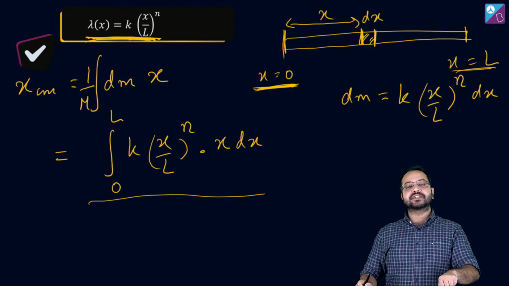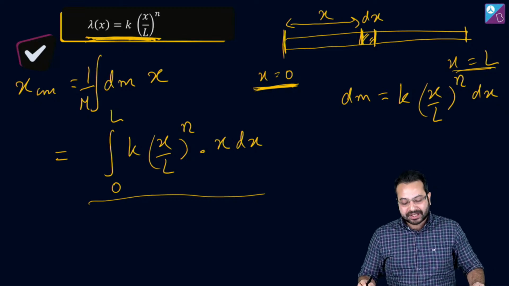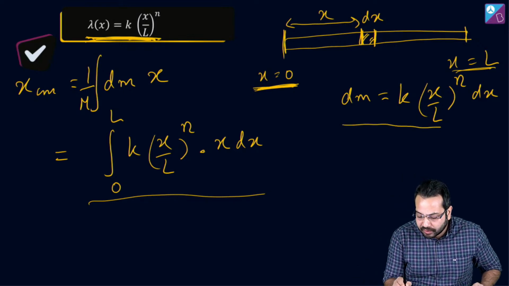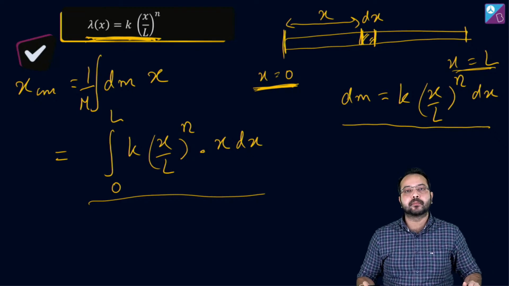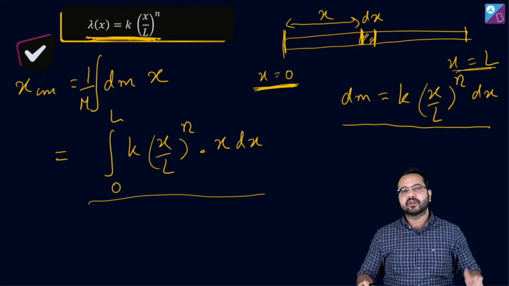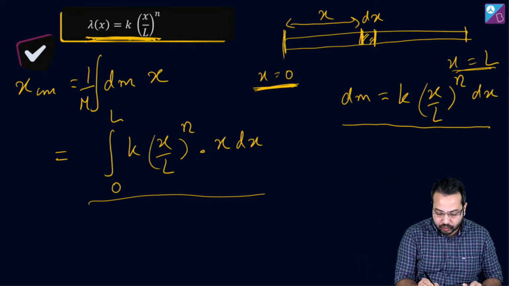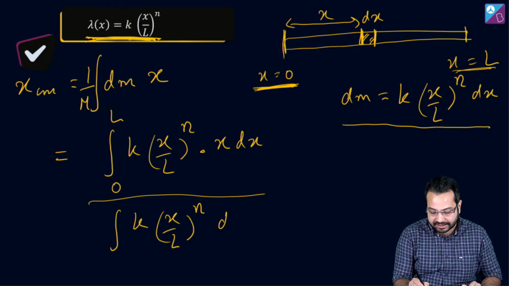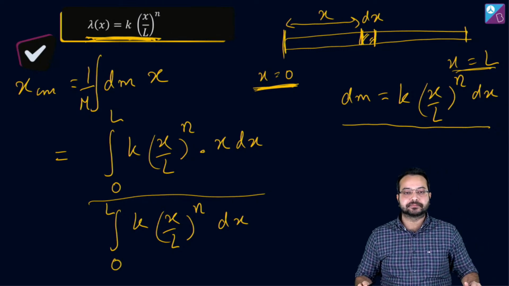Okay, but we have a problem over here. Do we know the total mass of the system? We don't know the total mass of the system. But can we find the total mass of the system? Of course we can. So the mass of this small element is dm. Now if I integrate it within the proper limits, will it give me the total mass? Of course it will. So I'm going to integrate dm to find the total mass. So this is going to become the integral of k (x upon L) to the power n, and then we have dx, and the limit of integration is going to go from 0 to L as well.